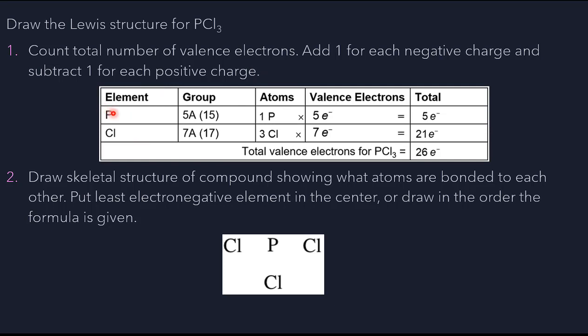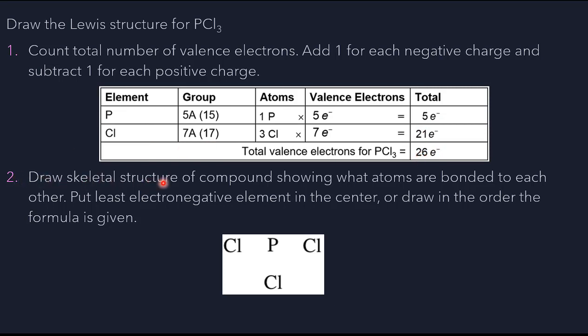So, phosphorus being a group 5A element is going to give 5 valence electrons. Chloride is a group 7A element, so each chloride is going to contribute 7 electrons. Do not forget to multiply by the number of each atom. So we have 1 phosphorus, 1 times 5 gives 5. We have 3 chlorides, 3 times 7 gives 21. There's no charges here, so it's 5 plus 21 gives us 26 total valence electrons.